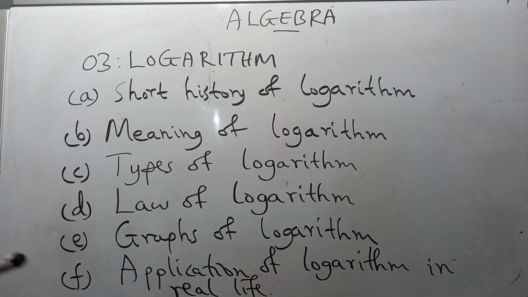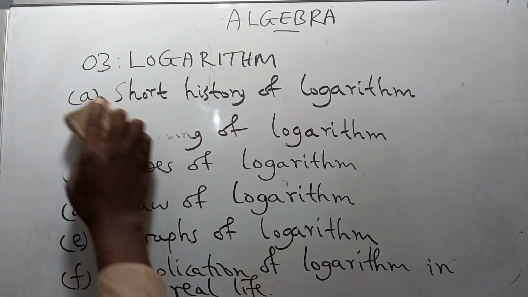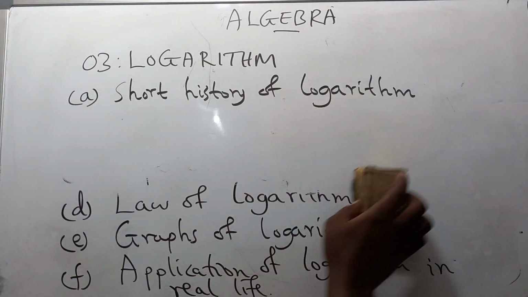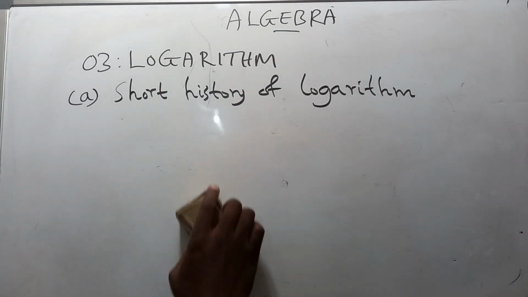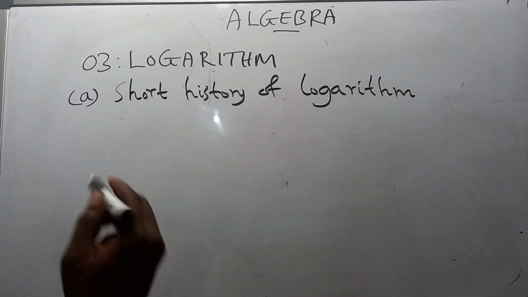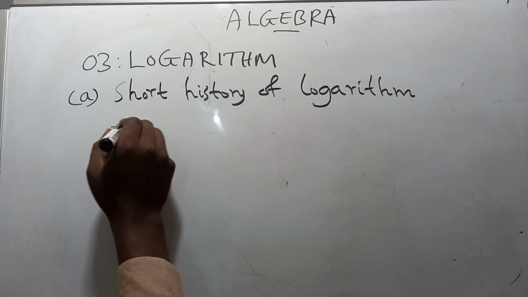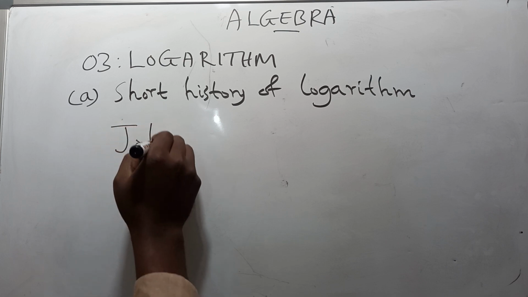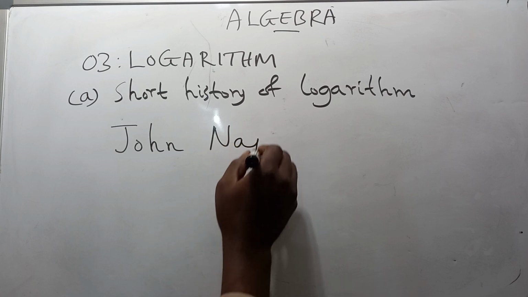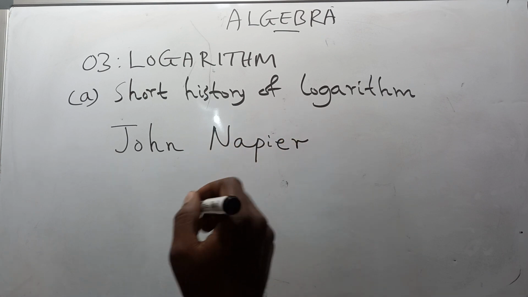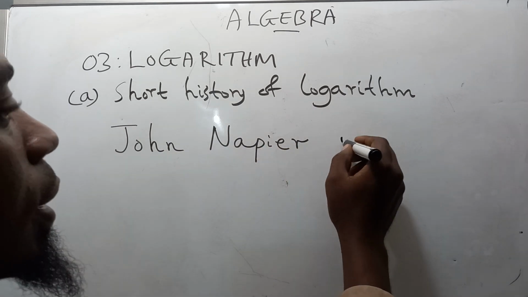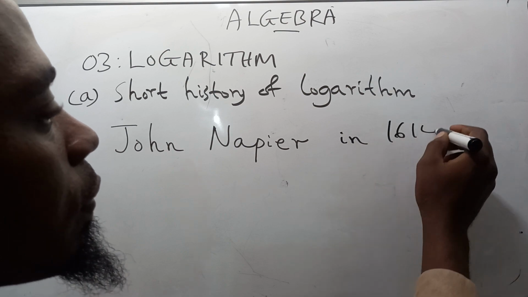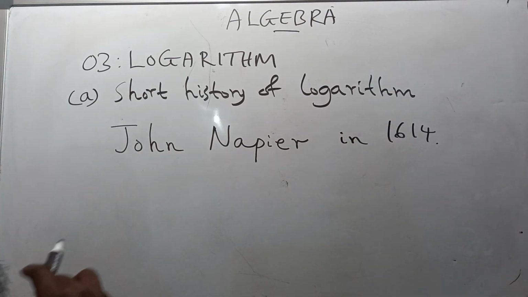Okay, let me begin with part A, short history of logarithm. Logarithm was first invented by Scottish mathematician John Napier. So, John Napier was the first person to publish discovery of logarithm in 1614. John Napier is well known as the father of logarithm.